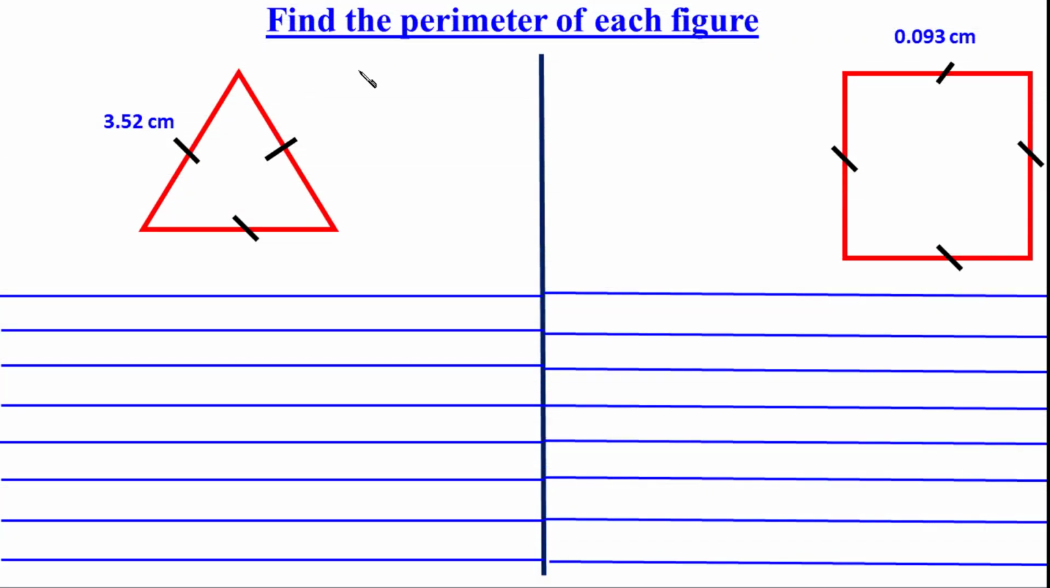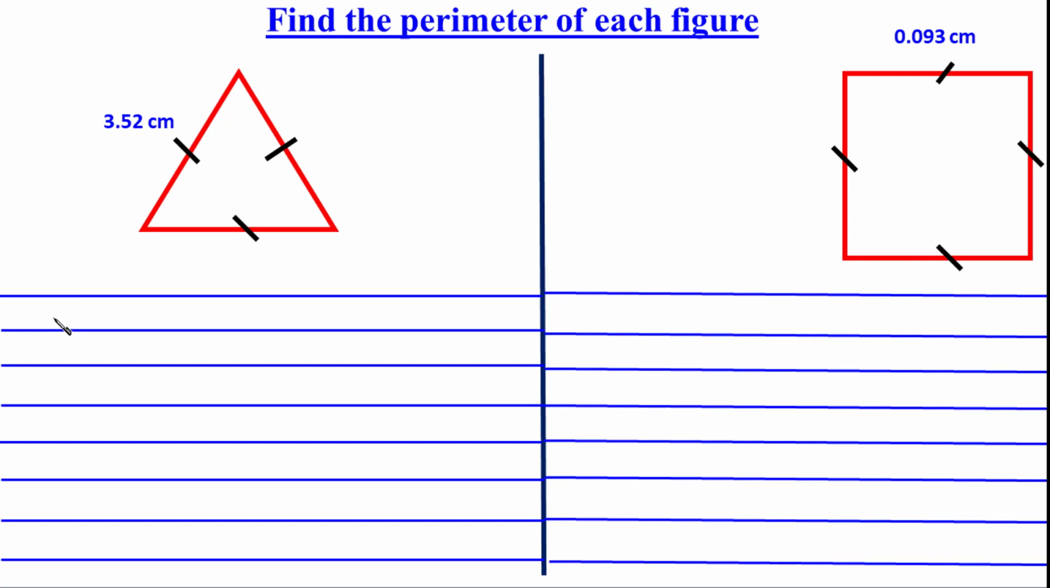Let's have another example. Find the perimeter of each figure. The first figure is what and the second figure is what? The first figure is an equilateral triangle because all the sides are the same. Each of them equals 3.52 centimeter. So what is the perimeter of the equilateral triangle? Its perimeter equals its side length times 3 because all the sides are the same. We studied before. Now we will multiply the length 3.52 by 3 to find the perimeter of the equilateral triangle.